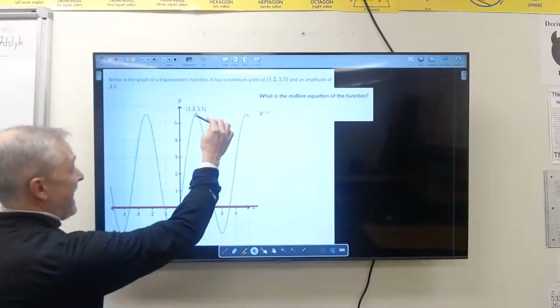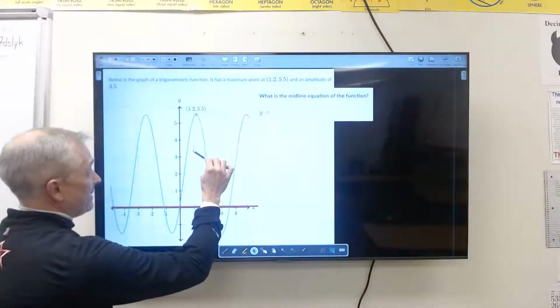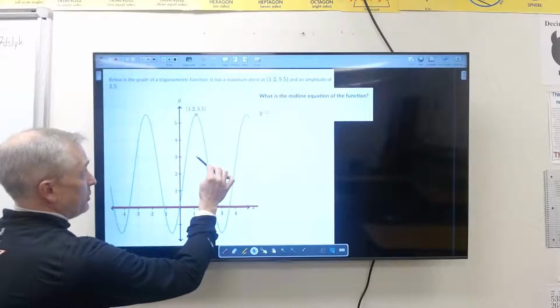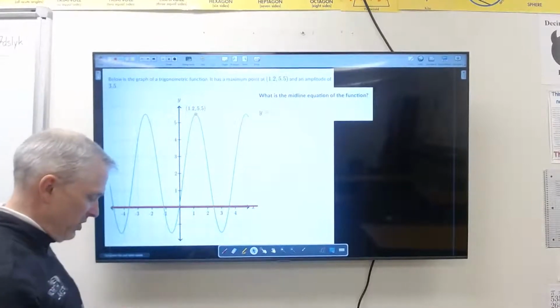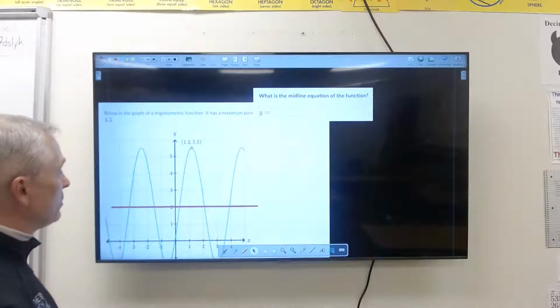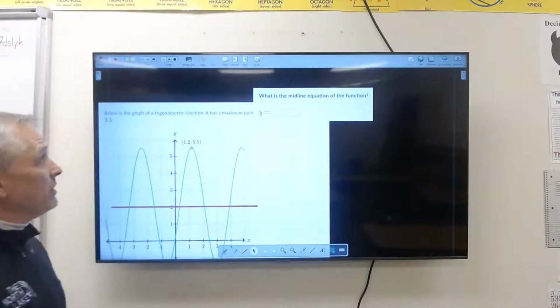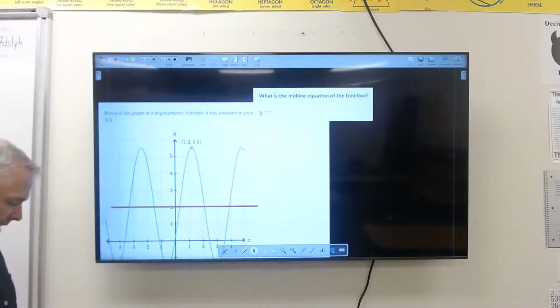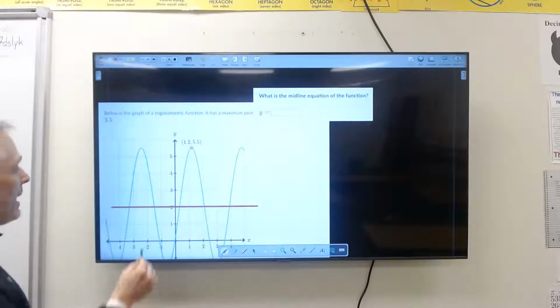Which means it goes down 3.5, half of that. So there's a half, there's 1.5, 2.5, 3.5. So we shift that whole thing down to 2. And we'll just do it that way for right now. So what is the equation of the midline? The equation of the midline will be, let's shift that back to red, y equals 2.